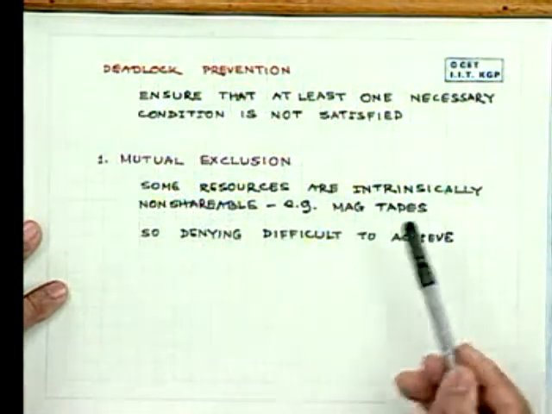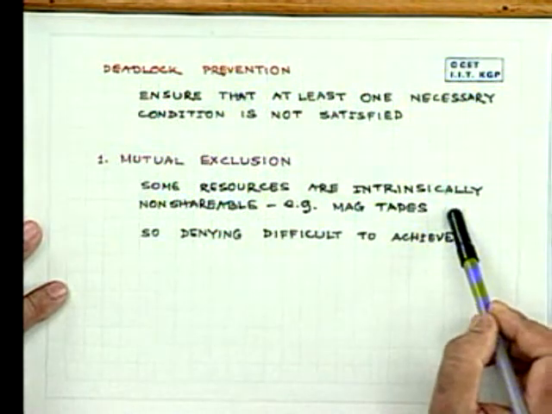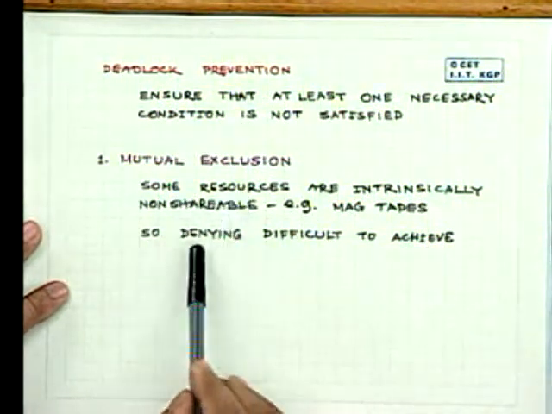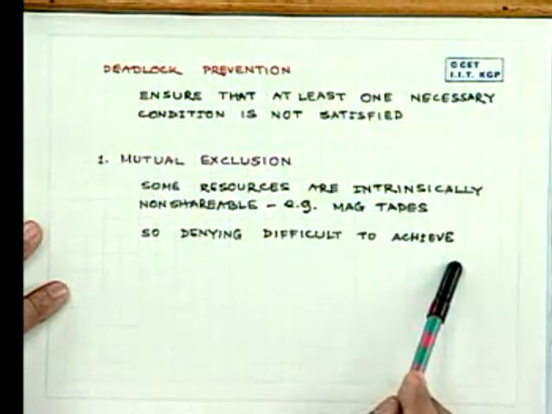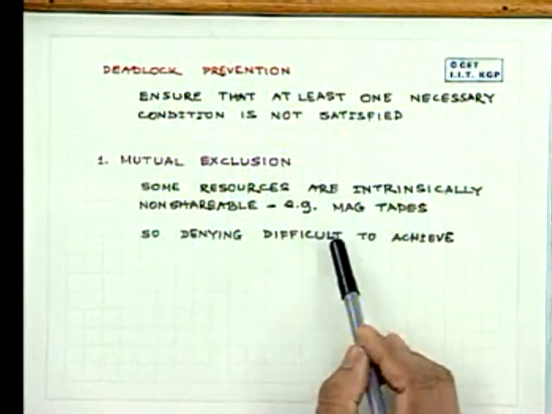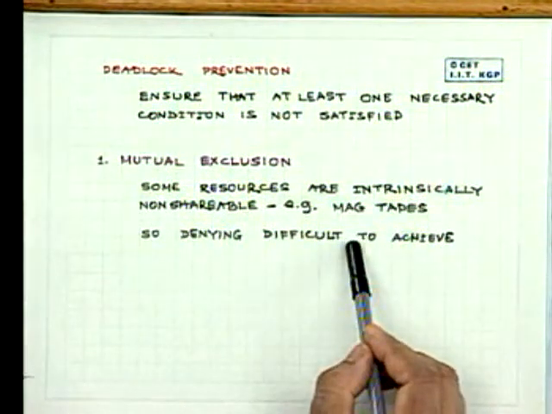Now, in that case, denying mutual exclusion, that means not satisfying mutual exclusion, is difficult to achieve, right? Therefore, mutual exclusion, if it is there in terms of some non-shareable resource, you will have to obey it, and therefore denying that necessary condition may not be achievable.